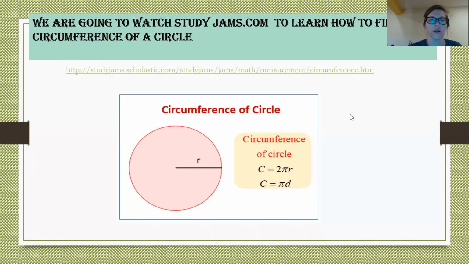In order to learn more about the circumference of a circle, we are going to watch a video from studyjams.com, and we're going to do some practice problems. There are 2 different ways to find circumference. As you can see here, circumference equals 2 times pi times r, or circumference equals pi times diameter. So we'll learn more about that.